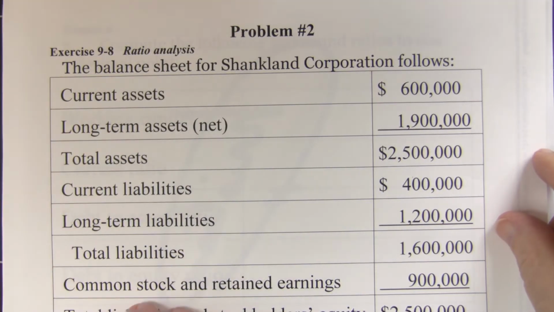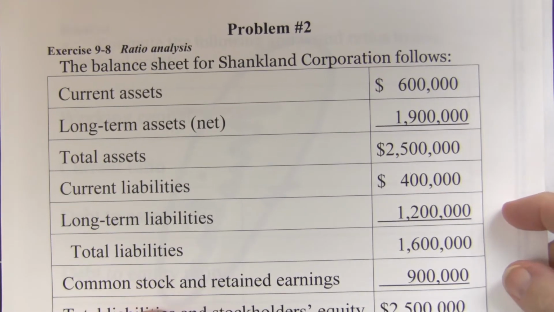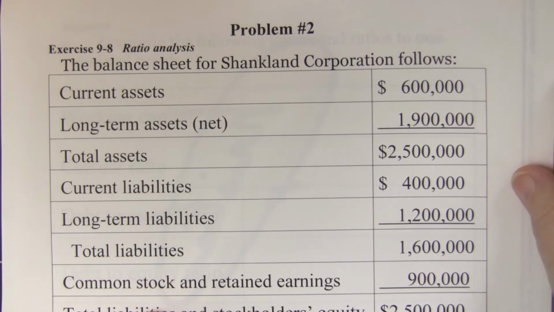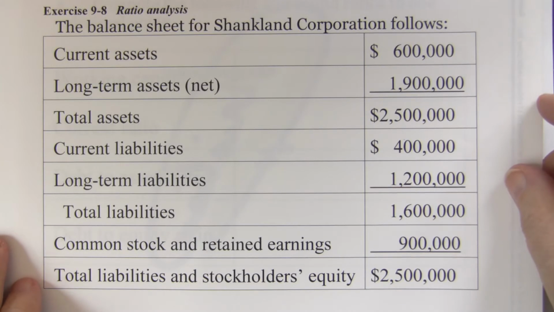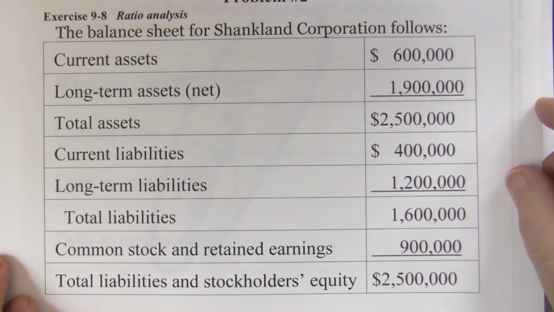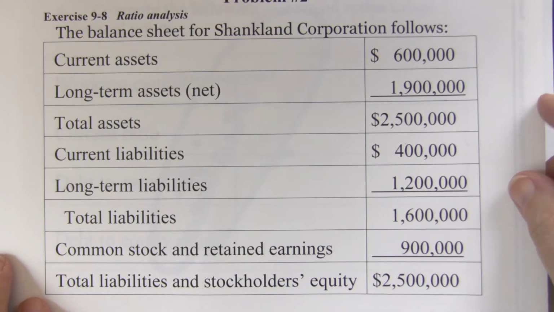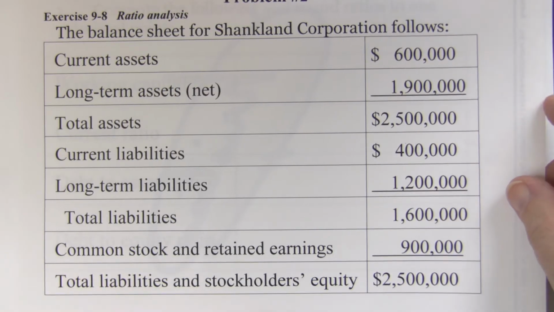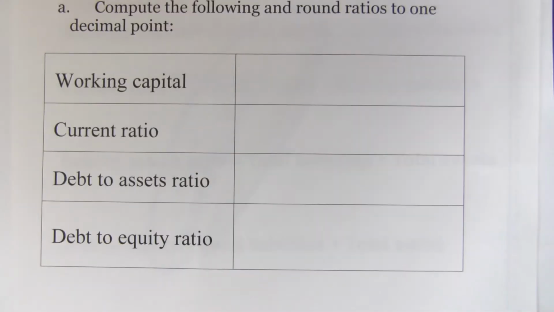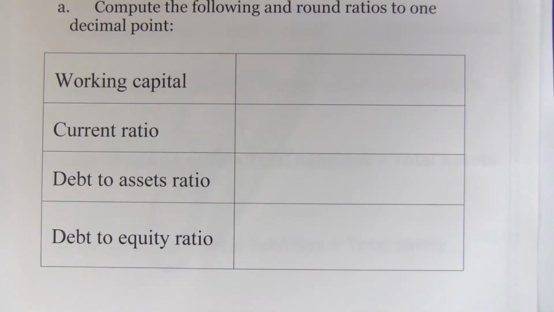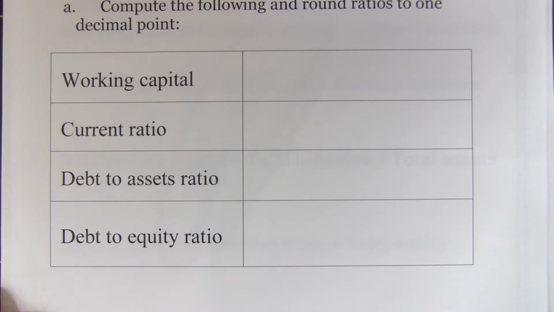Problem 2 in Connect is exercise 9.8 in your text, and it gives us these balance sheet accounts for Shankland Corporation. And it says, given these, using this information, compute those ratios.